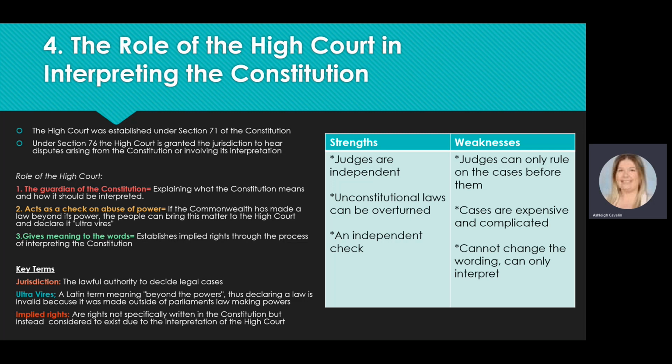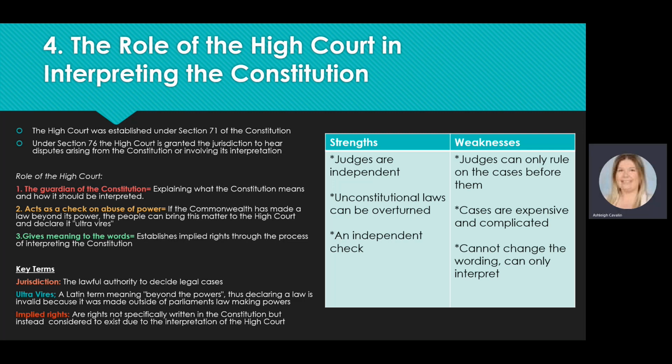Lastly, it is the role of the High Court to give meaning to the words in the Constitution. In many places within the Constitution, we have additional rights. Unlike the 5 rights we spoke about before, we do have what's called implied rights through the process of interpreting the Constitution. For instance, think back to the Roach case.